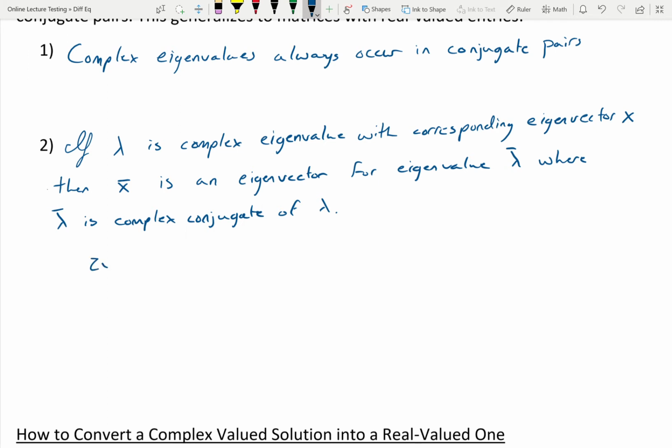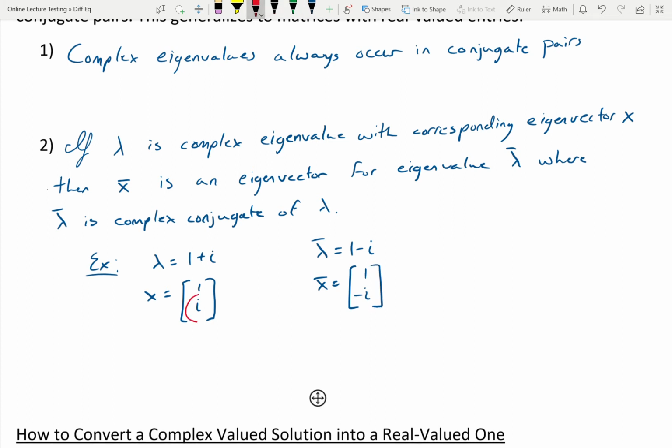So for our example that we had, we found out lambda is equal to 1 plus i. Its conjugate pair is 1 minus i. So x here we found out was (1, i). Therefore, x bar is equal to (1, negative i). So that's how these are working. Notice the only difference between the two is they're the complex conjugates of each other.